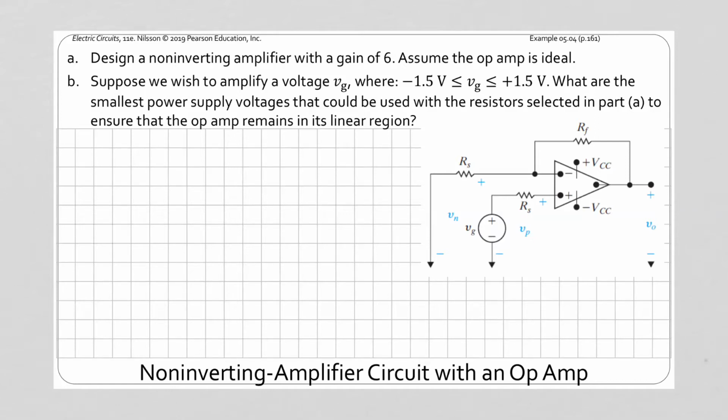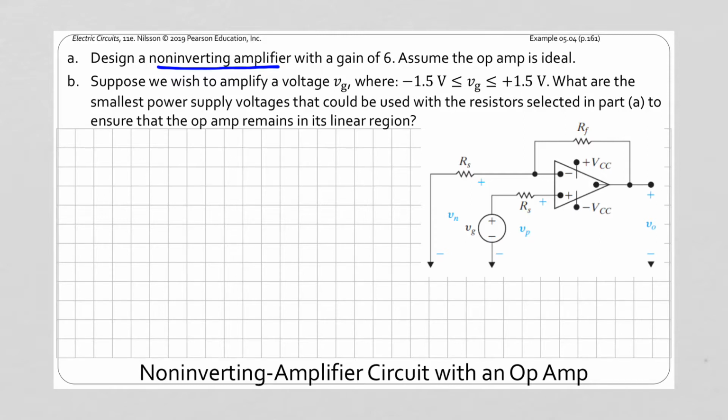Here we wish to design a non-inverting amplifier with a gain of 6, assuming that we have an ideal op-amp. So if we want a non-inverting amplifier, this is the circuit that is a non-inverting amplifier circuit. Our signal voltage is being applied at the non-inverting terminal, and then we have our feedback at the inverting terminal.